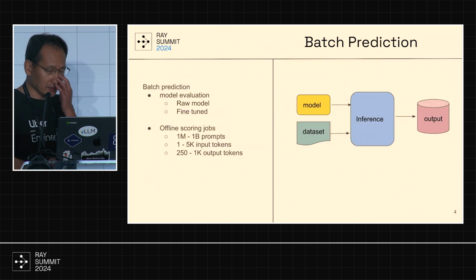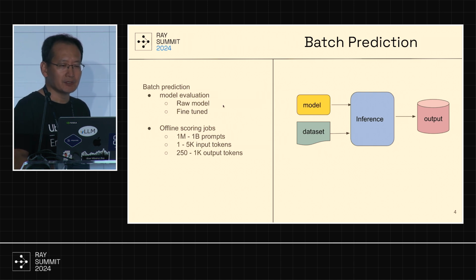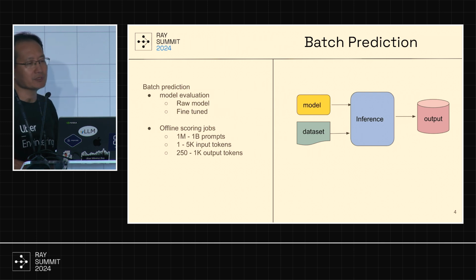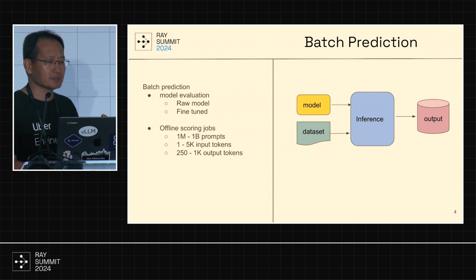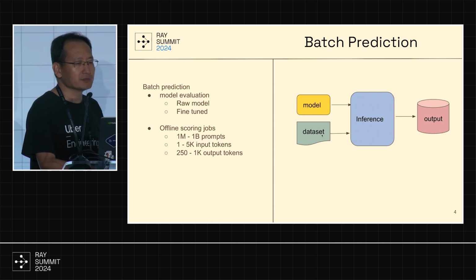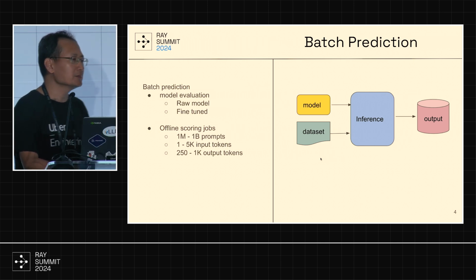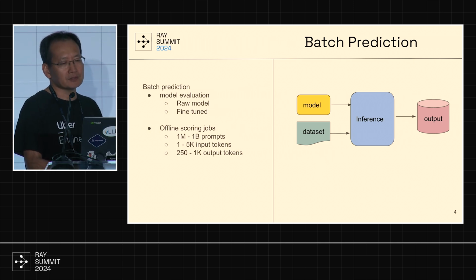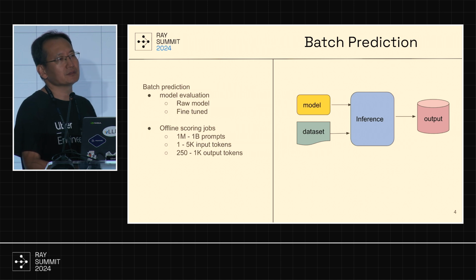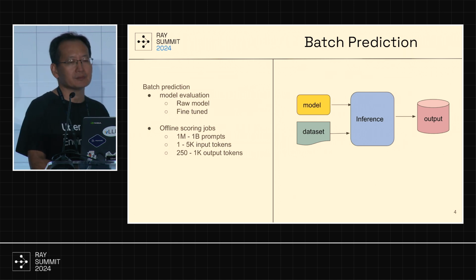So today we talk about batch prediction. The use case for batch prediction is when you don't need a real-time application or a real-time response. If you need that, you probably need to deploy an endpoint so you can get an instant response. But for batch prediction, usually you have a dataset and a model, either a raw model or a fine-tuned model. You run inference, get the result, and put it into a database or somewhere.